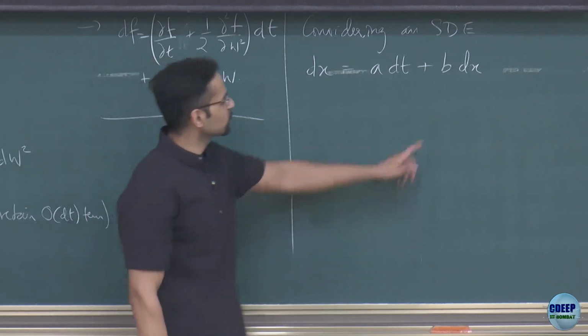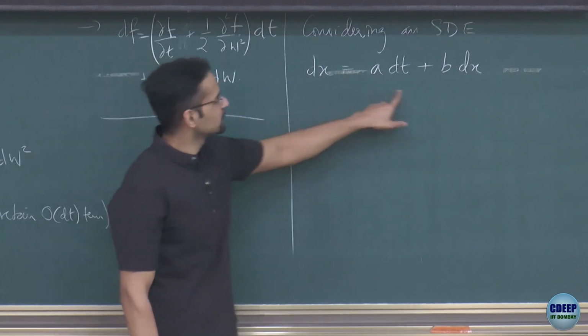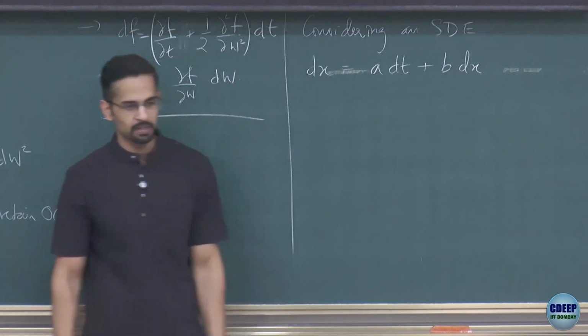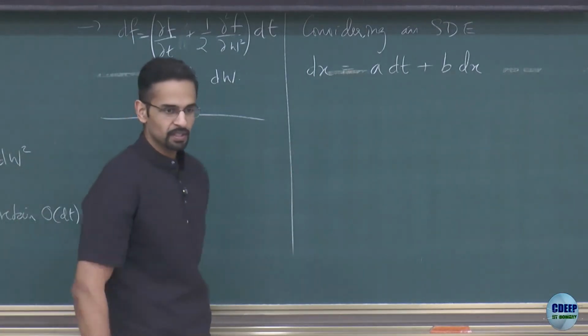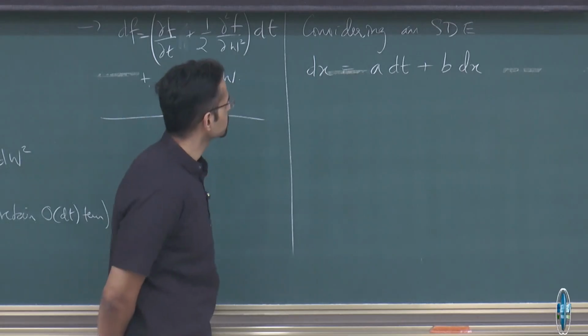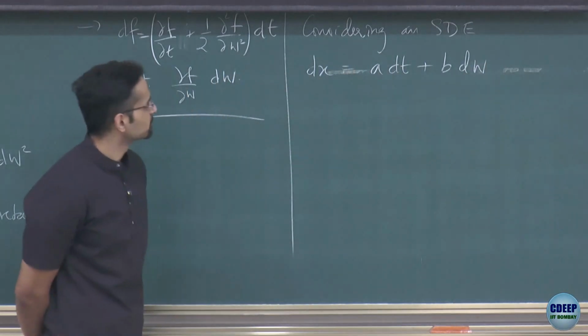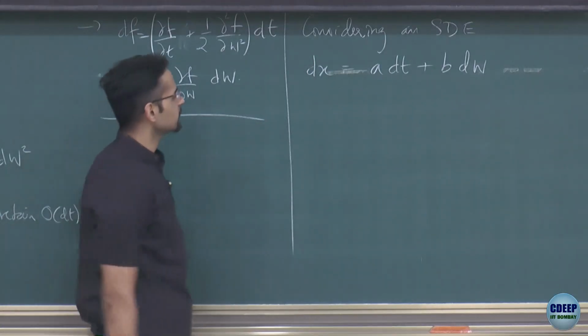So whenever it's Ito, I don't put that big circle. If it's Stratonovich, I'll put the circle. Fine. So this is an Ito SDE, like some version of the Brownian motion, but with some drift. And b can be some function of x. So this is a standard SDE. And now I ask the same question.